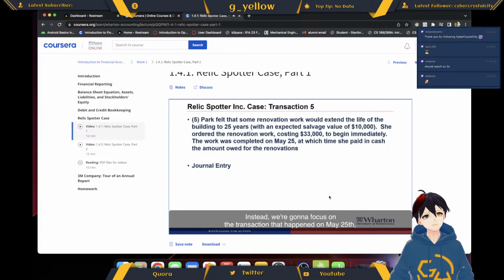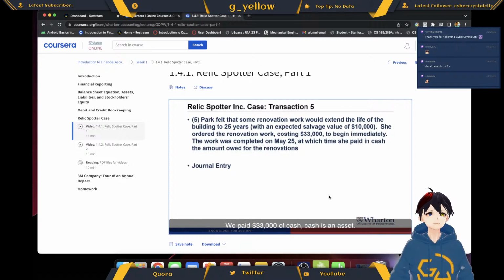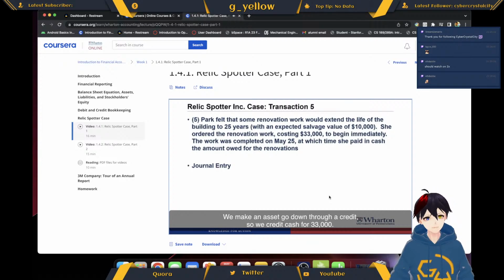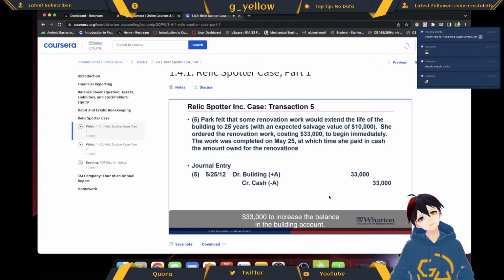Instead, we're going to focus on the transaction that happened on May 25th, which is when Park paid the cash. We paid $33,000 of cash. Cash is an asset. We make an asset go down through a credit, so we credit cash for $33,000. So now we're looking for a debit. What did we get for this cash? Well, we added to the building, and so we're going to debit building for $33,000 to increase the balance in the building account. Remember, we make assets go up through debits.